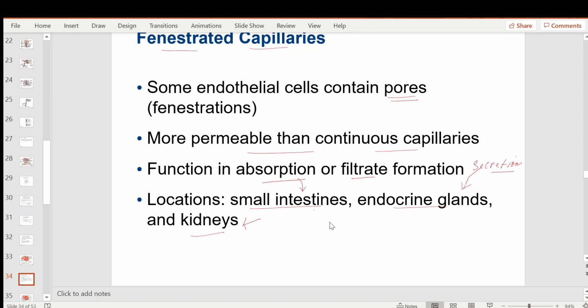Nutrients will get into the capillaries of the small intestine. Hormones will get out from the glands and enter into the capillaries through the wall of the capillary, and toxic chemicals and water get out in the kidneys.